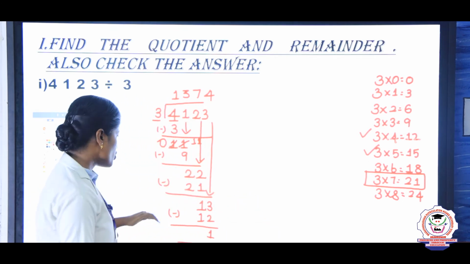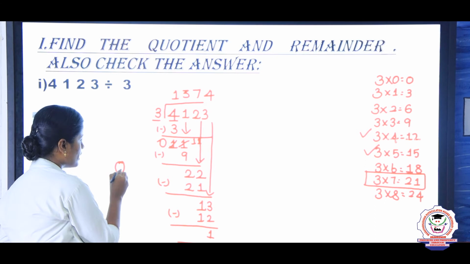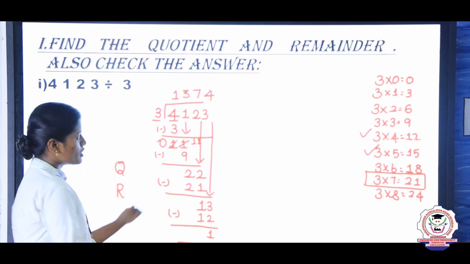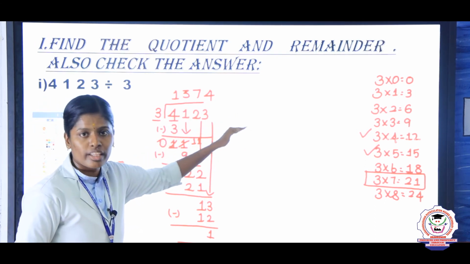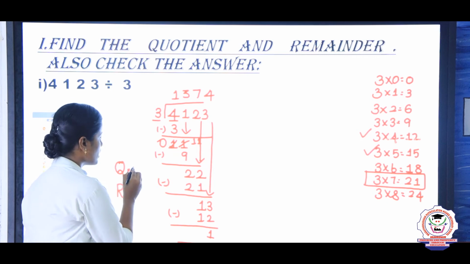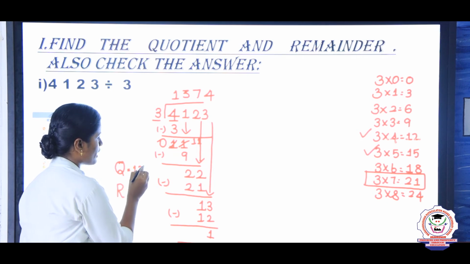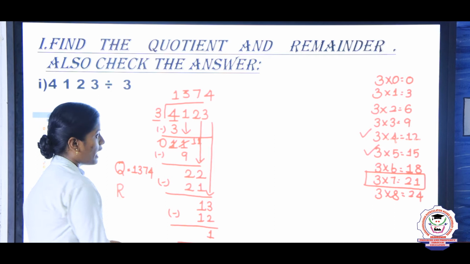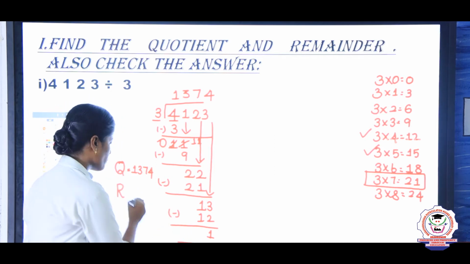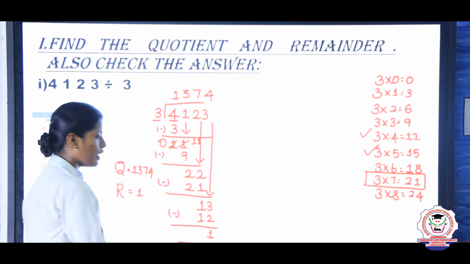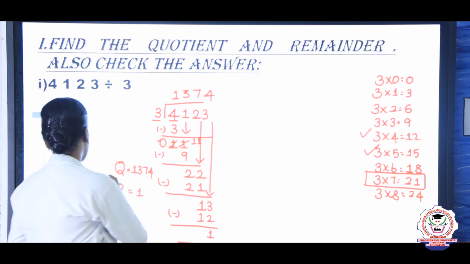Now write the quotient value and then a remainder value. What is the quotient value? The answer is called the quotient. The quotient value is 1374 and the remainder value is 1. Now we are going to do the checking division.